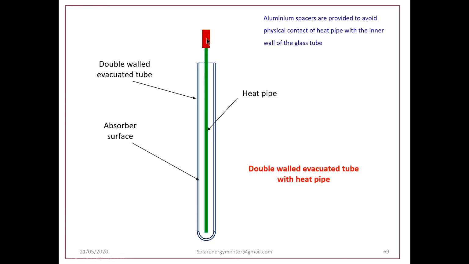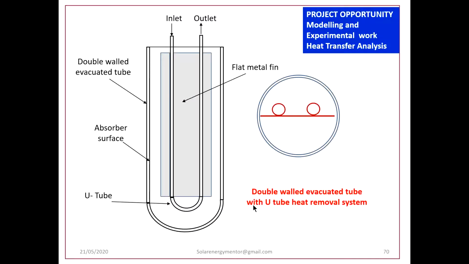Now at the time of inserting this heat pipe into the evacuated tube, aluminum spacers are provided, to avoid the physical contact of the heat pipe with the inner wall of the tube. This heat pipe is a long and slender structure, and it can touch the glass wall, and these evacuated tube walls are very delicate. So to avoid that, aluminum spacers are provided. So this is the second version of evacuated tube collector, with heat pipe with double walled evacuated tube.